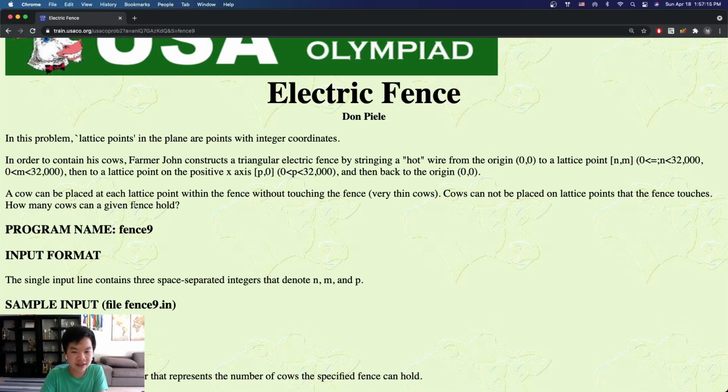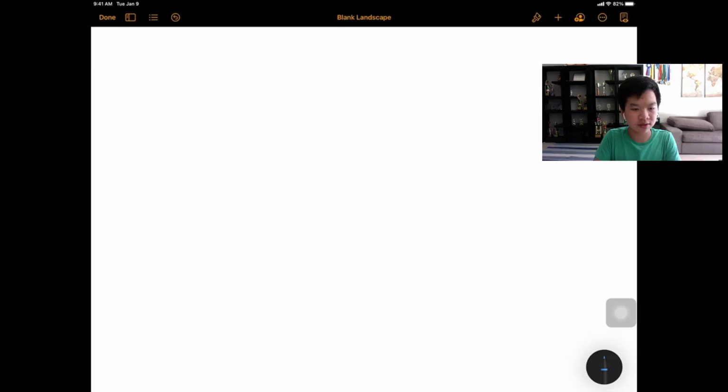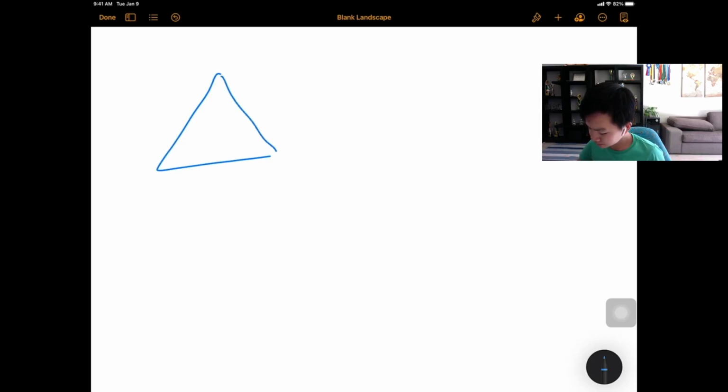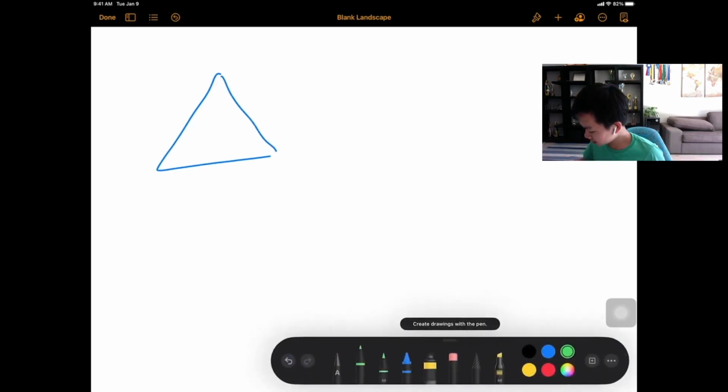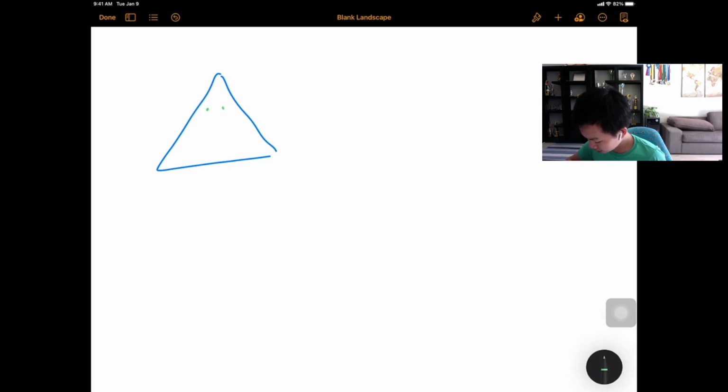inside the fence. So what I mean is that, for example, you would have some triangle. So let's draw some points inside. So you may have this point. All these would contribute to your answer, but only if they are lattice points, which means that they have integer coordinates.